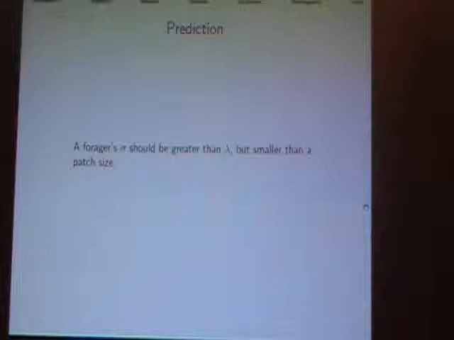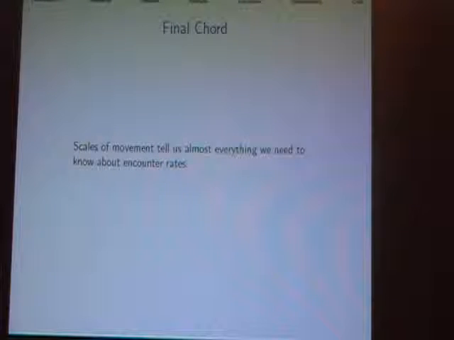So forager sigma should be greater than lambda, which is that typical distance, but smaller than the patch size. So once you move out of this location where there are prey, then it's time to turn around. Okay. So scales of movement tell us almost everything we need to know about encounter rates. That's pretty much the conclusion of that.